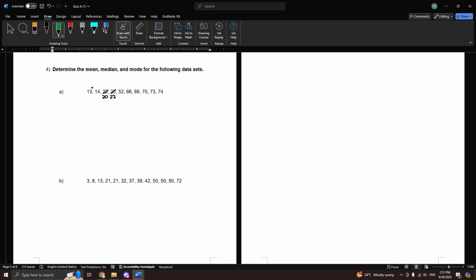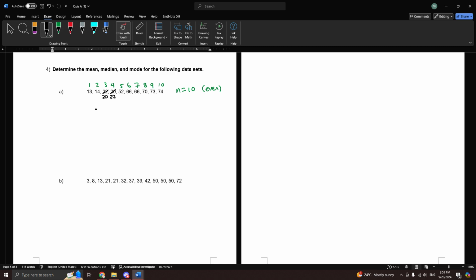Let's go with labeling the numbers now, the positions. So we've got 1, 2, 3, 4, 5, 6, 7, 8, 9, 10. And we can even just get started right away here. We'll put n equals 10. We've got 10 numbers, and that's an even number.